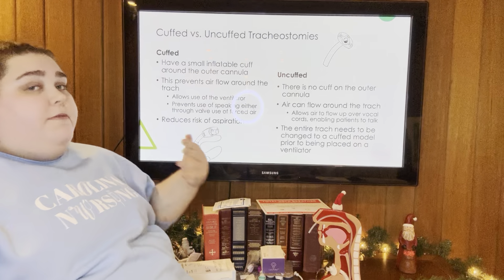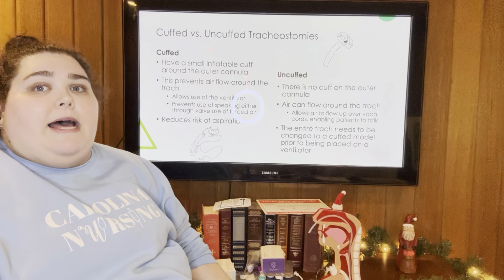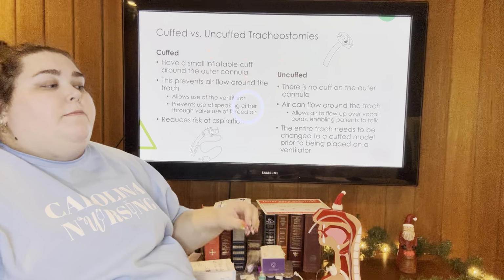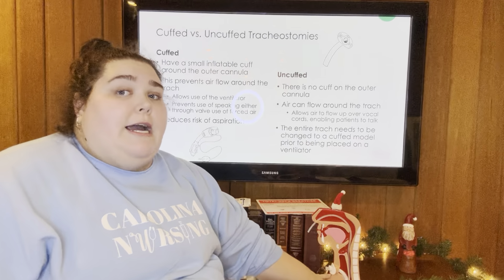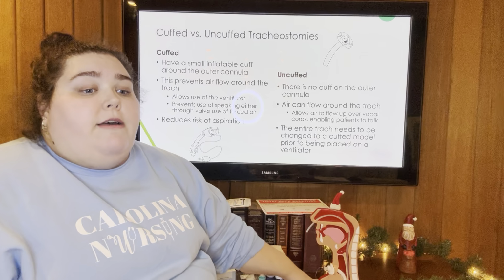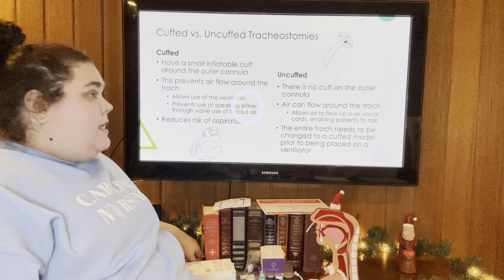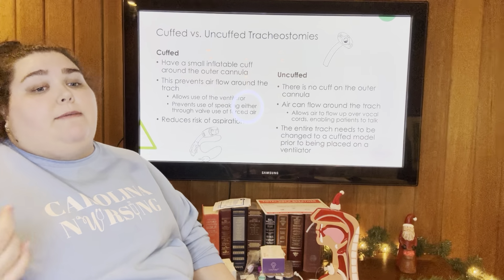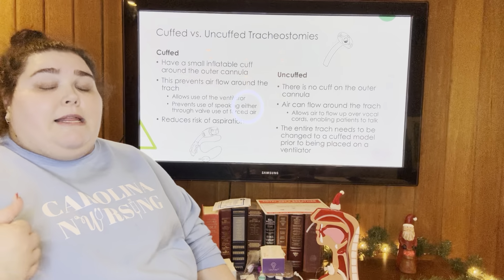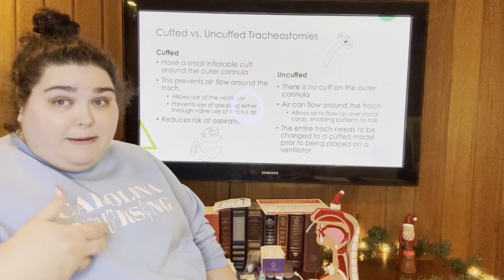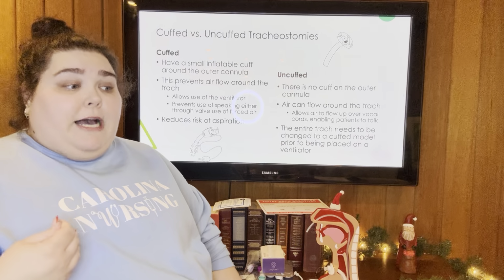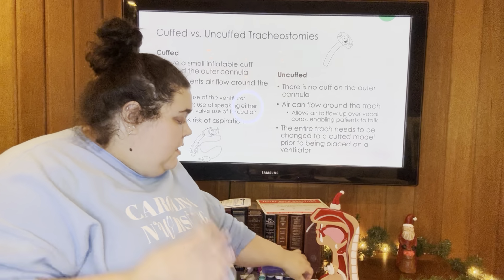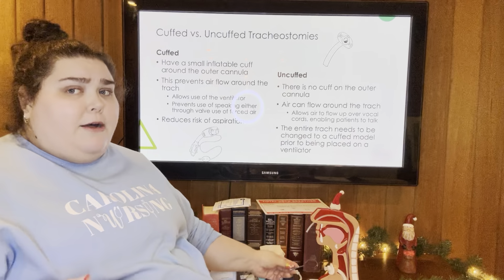All right, so cuffed versus uncuffed. We talked some about that. So the cuffed trach is important because it's going to occlude this entire airway. So when we have a ventilator, we want no air to be seeping out around the trach. We want to be sure that we have the right pressures in the ventilator and that the patient is getting everything that they need through it. So the trach will be cuffed so that no air is getting around the sides. So we'll demonstrate how to fill that right now.